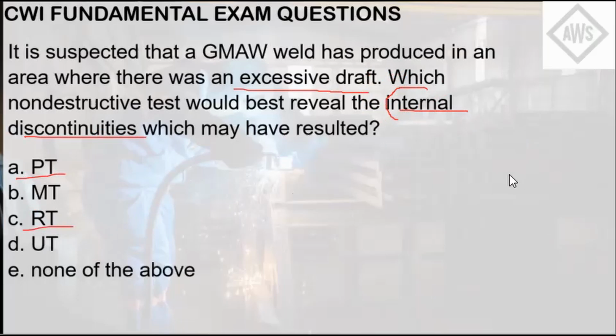This excessive draft can cause internal porosities, which will not be best revealed by surface detection methods like PT and MT. UT is a bit much here. It's not like a thick metal that we're having to test here. So RT would be the best one to reveal the discontinuities because it will reveal the extent of the internal porosity. So the answer here is letter C.